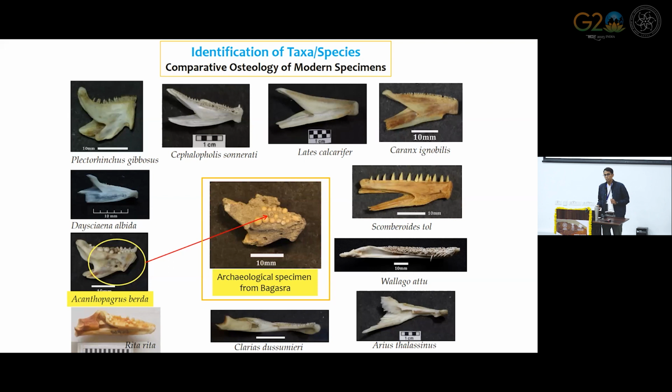For those who are not much familiar with zooarchaeological methods, this slide may help. You can see the modern specimens around, and in the middle one archaeological specimen from Bagasra. This is a dentary bone, or the lower jaw bone of a fish. You can see it matches very well with this specific specimen, which is Acanthopagrus berda. This way, we can very specifically identify the species of these fish remains.